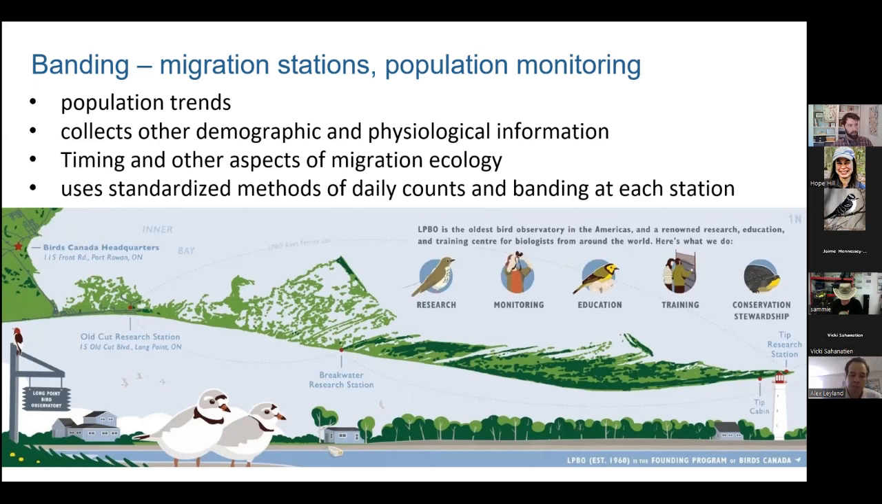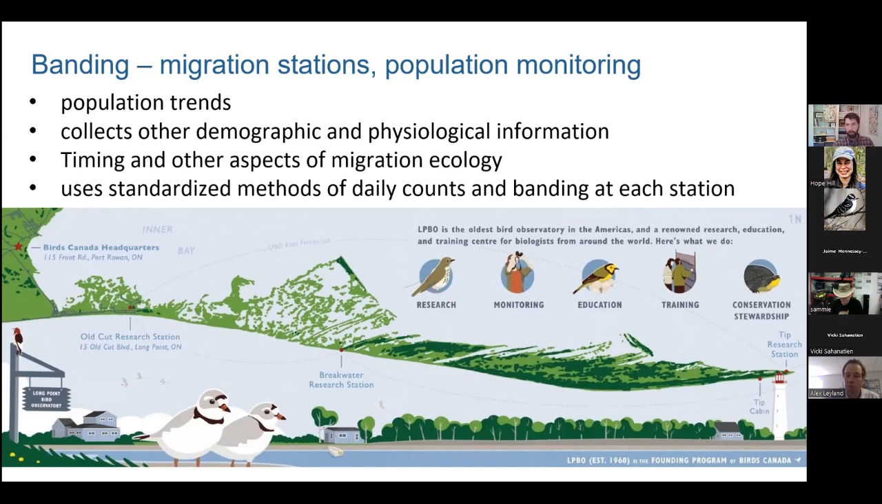The idea here is that you can look at population trends, both from recaptures of these same birds, or just by the number of each individual or each species that you're getting at a banding station in a migration period. You can collect a lot of demographic and physiological information, so it's a great way to learn more about whether birds are fattening up when they're at this banding station, or are they really skinny and they've really been flying a long way? That kind of information.